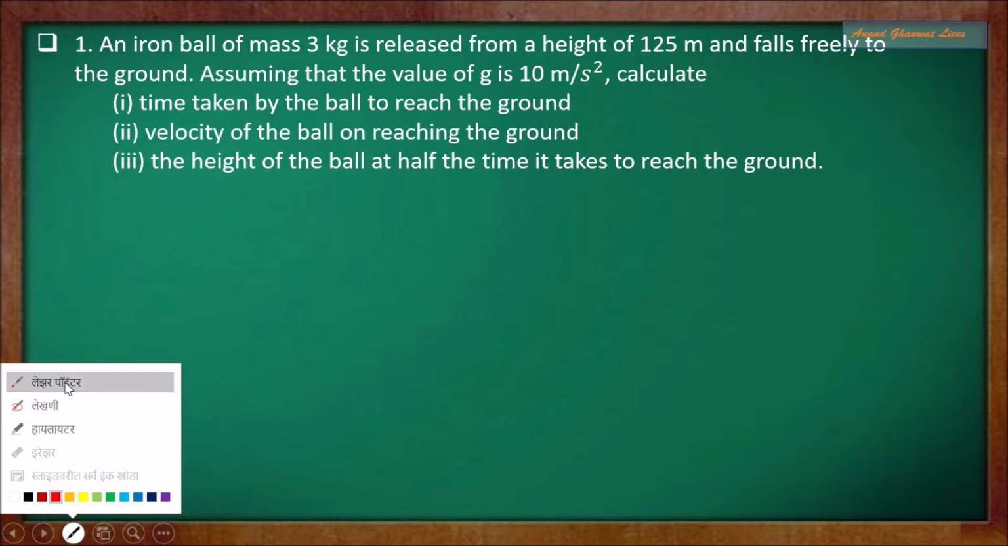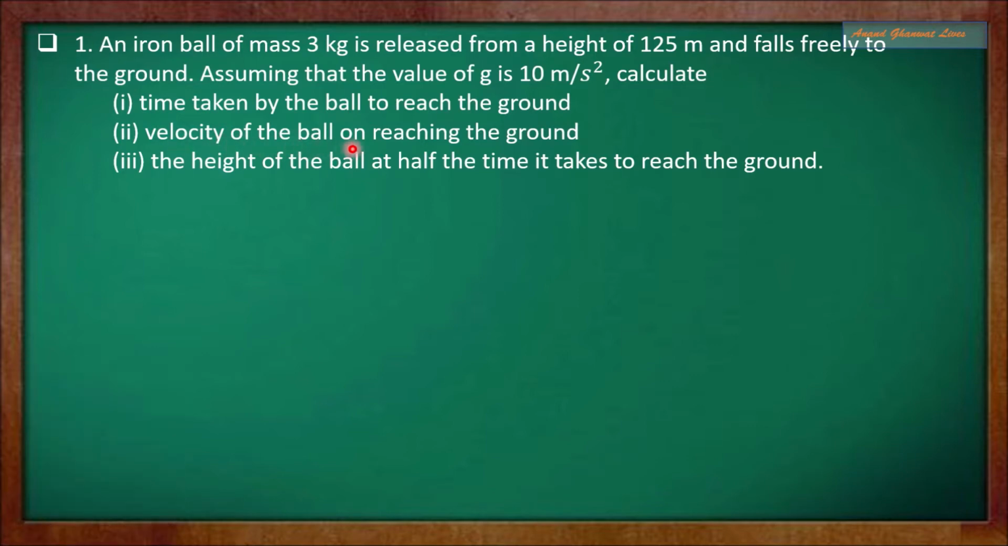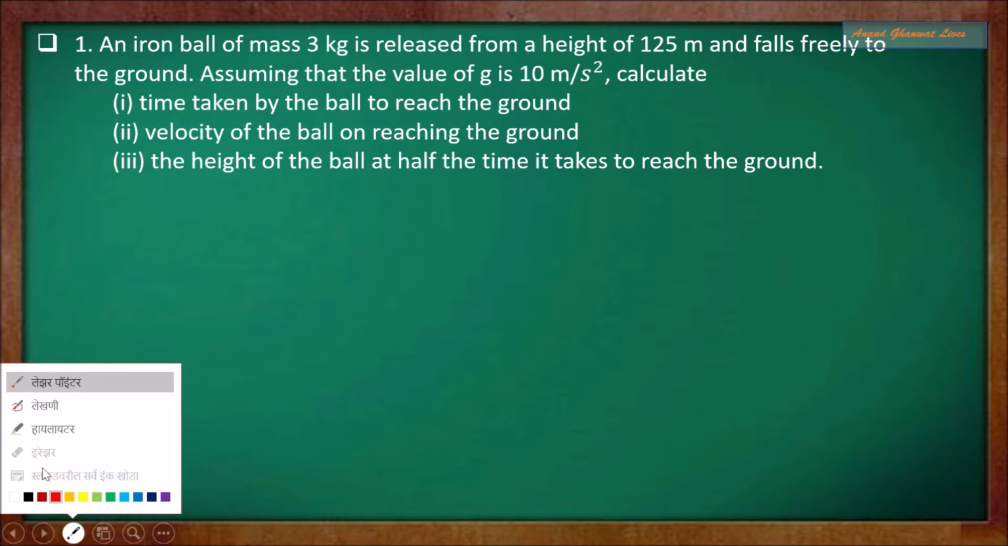Second, the velocity of the ball on reaching the ground. Third, the height of the ball at half the time it takes to reach the ground. Now let us solve one by one.